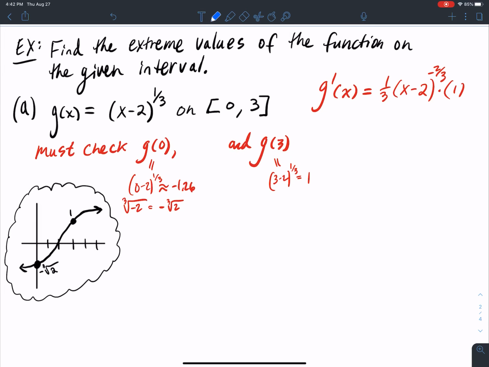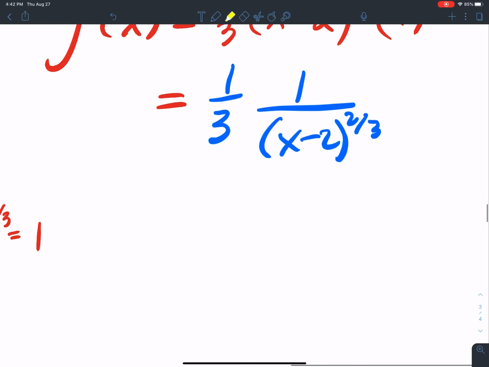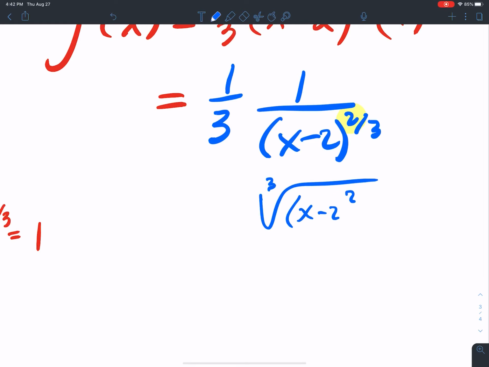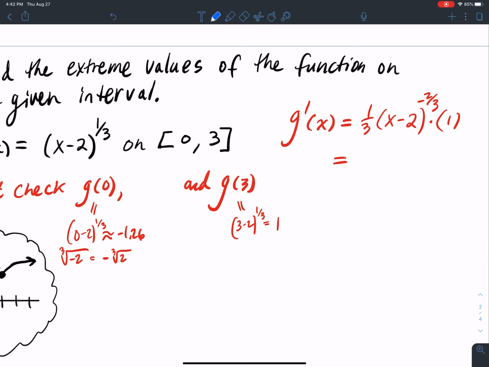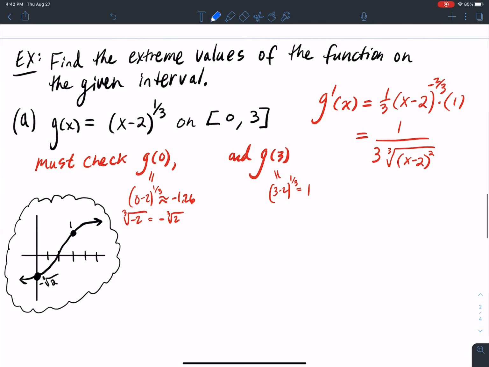All right, and so if I simplify this, the negative exponent goes to the denominator, so that's 1/3 times 1 over x minus 2 raised to the 2/3. Remember, rider and the horsey. The rider goes inside and the horsey goes outside the radical. So my final answer, written all nice and pretty, is this right here. Okay, simplified.